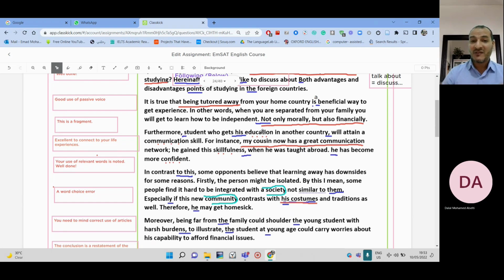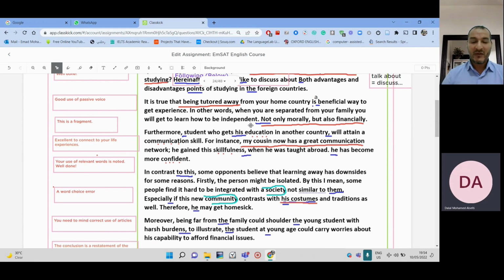You know, fragment, جزء. So how do you know it? Not only morally, but also financially. This is great, but you need to connect this to the previous part. To connect, we can just use a semicolon or a colon, a comma. A comma is enough because a comma takes it to the other part, the previous part. So we'll get to learn how to be independent, comma, not only morally, but also financially.